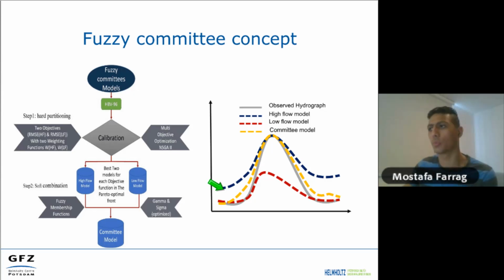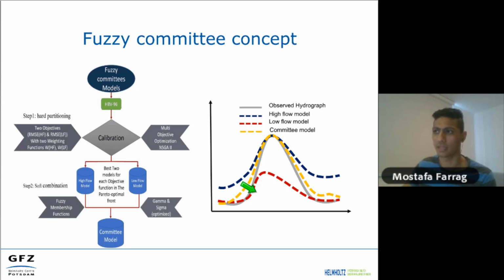We built those two models by multi-objective optimization, using the non-dominated sorting genetic algorithm, NSGA-II, with two objective functions. Those two objective functions are root mean square error with two weights, and these weights are based on some functions. By doing this multi-objective calibration, we have two models. One simulates the peaks, which is what we're interested in when modeling floods, and the other simulates the low flow values in order to simulate droughts.